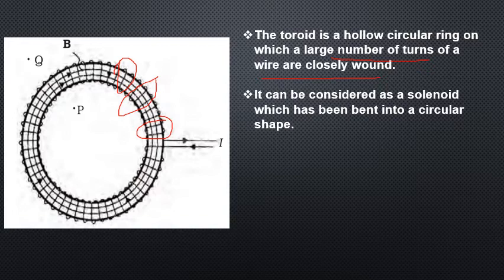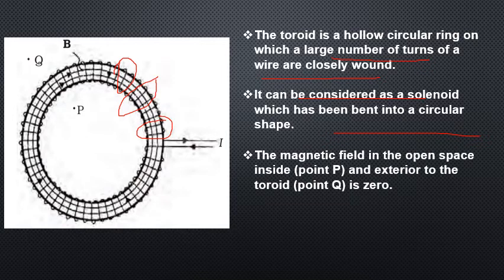While a solenoid is a cylindrical, linear structure, a toroid, on the other hand, is circular in shape. So mainly we can consider a toroid to be a solenoid which has been bent into a circular shape. Now, the field of the toroid can be divided into three different parts.